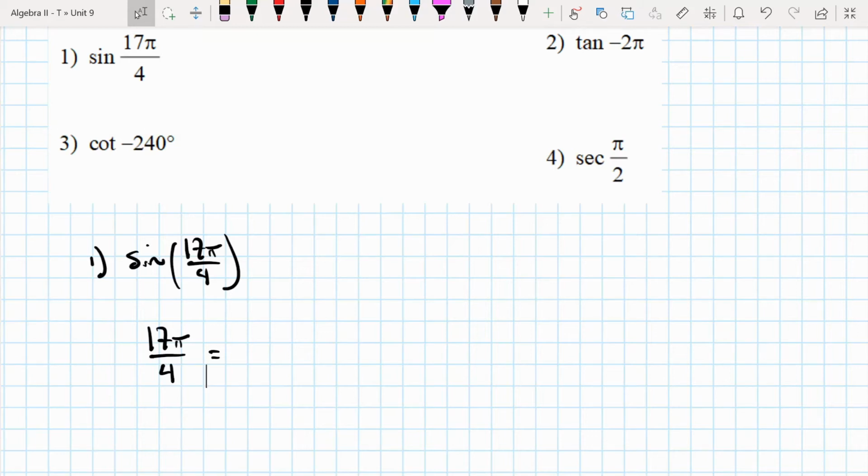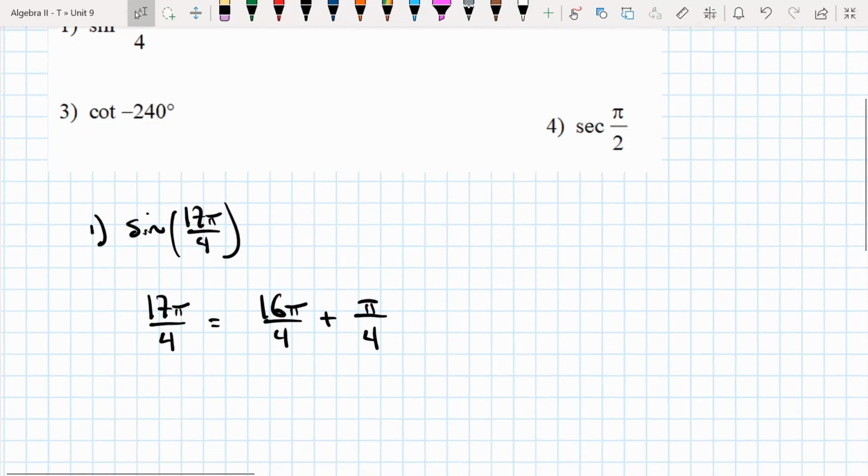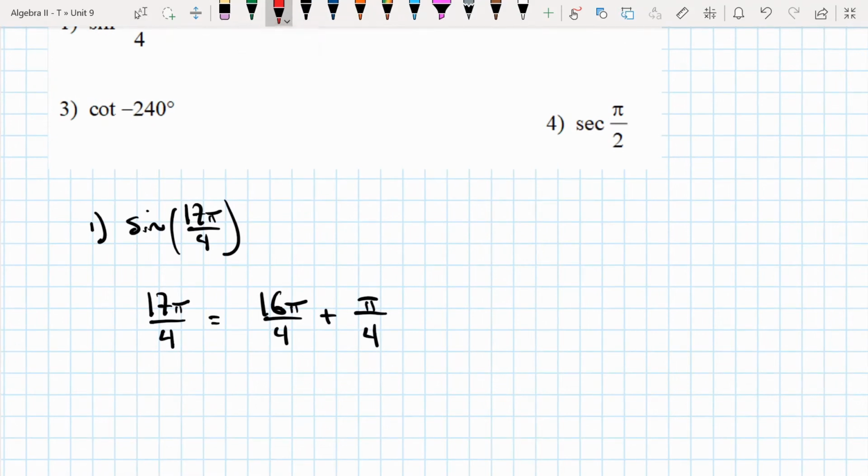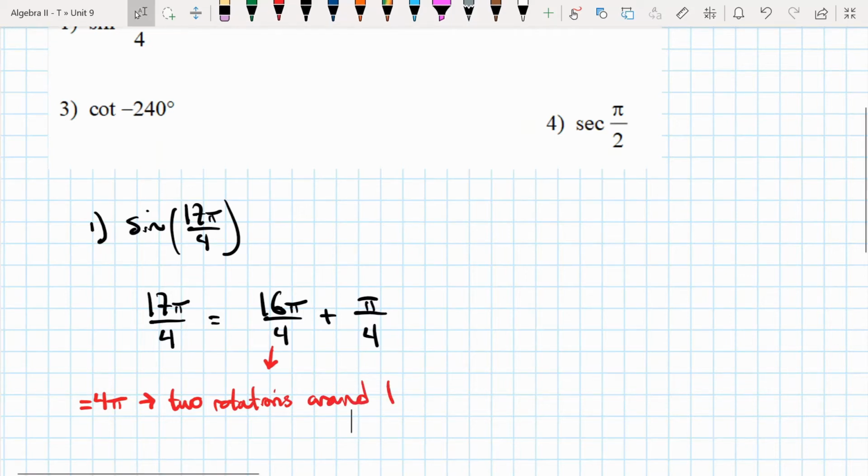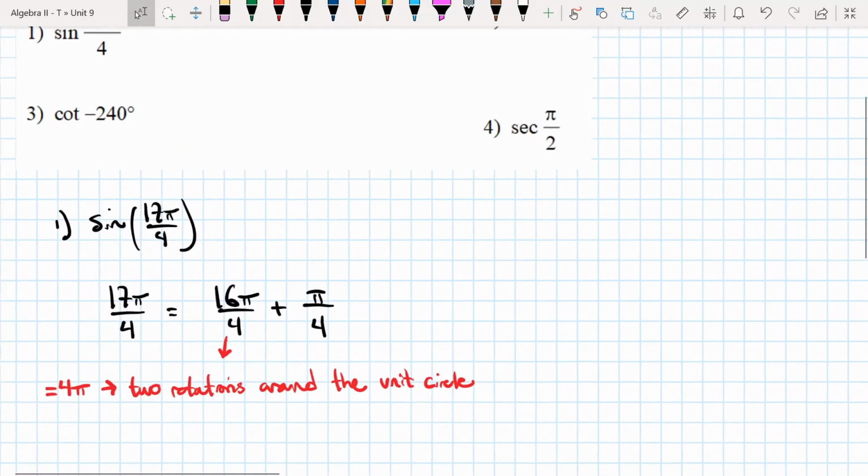And so what we can do is break this down into 16 pi over 4 plus pi over 4. And the reason why we're doing this is because this is equal to 4 pi. And that represents 2 rotations around the unit circle. Okay, so let's graph this.